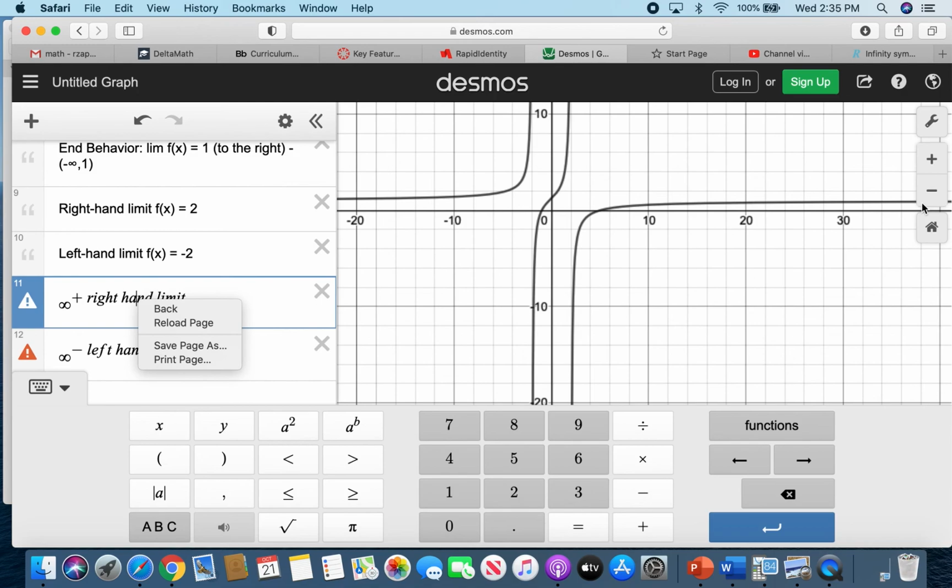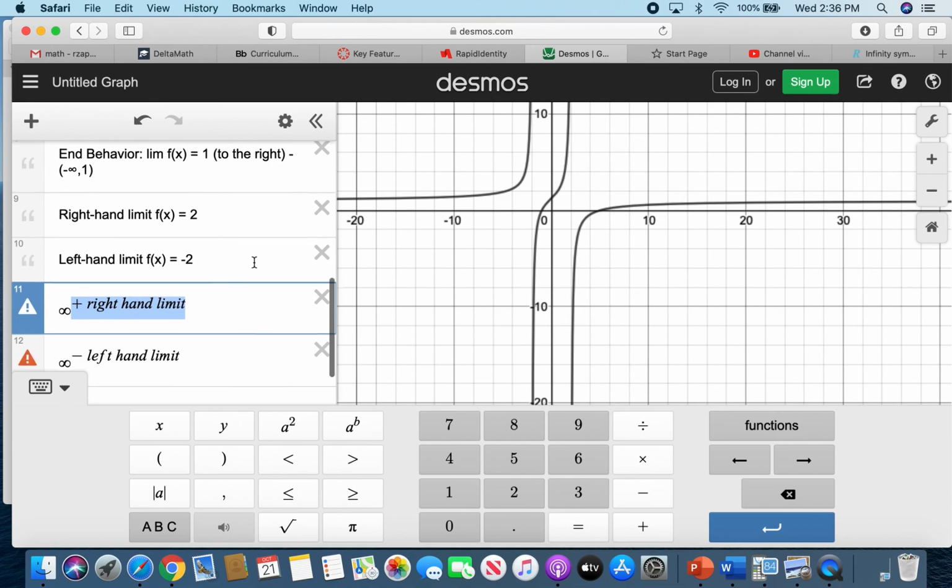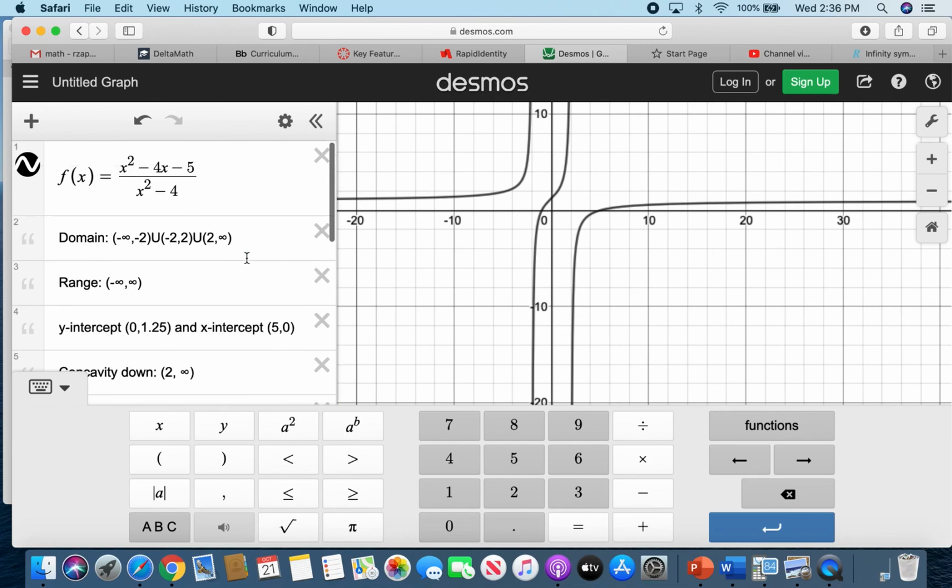So meaning from here, what happens to the y? From here, what happens to the y? Compared to end behavior, when I go my x to the right, to the left, what happens to the y? When my x is going to the right side, what happens to the y? So that's the difference between end behavior and right-hand and left-hand limits.